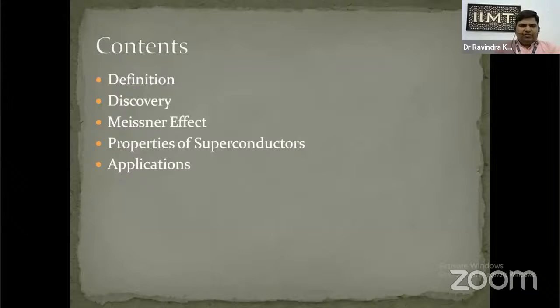These are the contents of my topic. First one is the definition of superconductors. Then we will discuss the discoverer who discovered the superconducting materials. Then we will discuss the Meissner effect. Meissner effect is the reason for superconductivity. And then we will discuss the properties of superconducting materials. And the last one is the applications. We have so many applications of superconducting materials. That's why we are searching for this material.